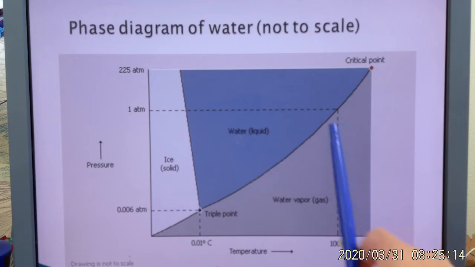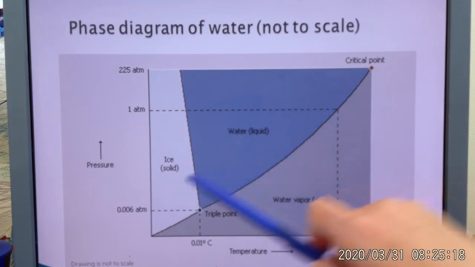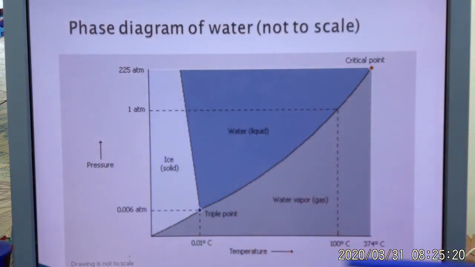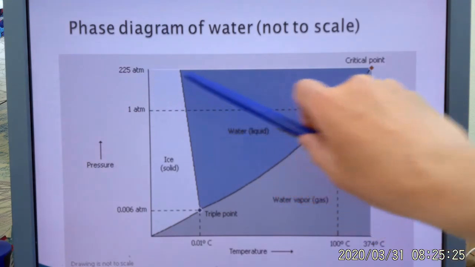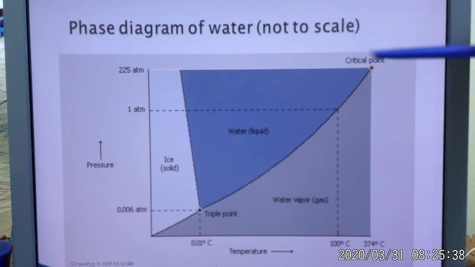100 degrees Celsius. Now, if I continue to increase my temperature and I continue to increase my pressure, at 374 degrees Celsius and 225 atmospheres, critical temperature, critical pressure, this is called the critical point. In this section up here, water, or H2O, is actually not water. H2O is a supercritical fluid. You can't distinguish between the gas phase and the liquid phase.